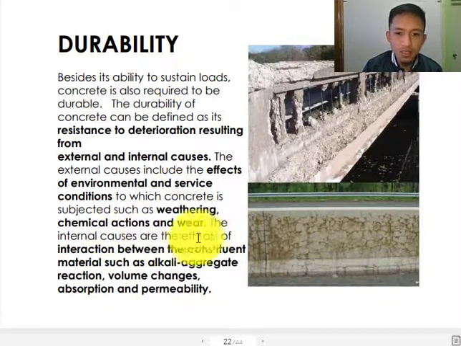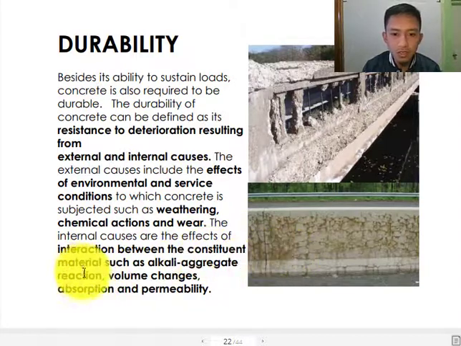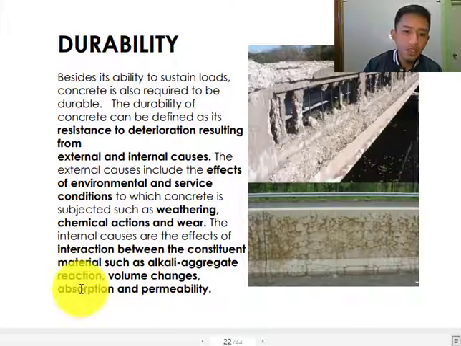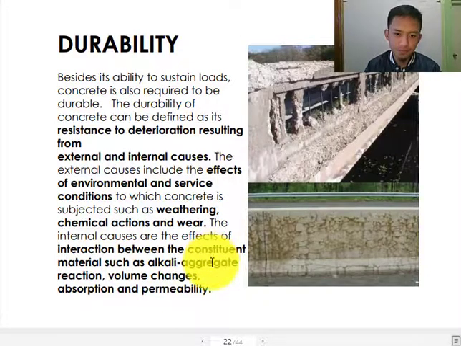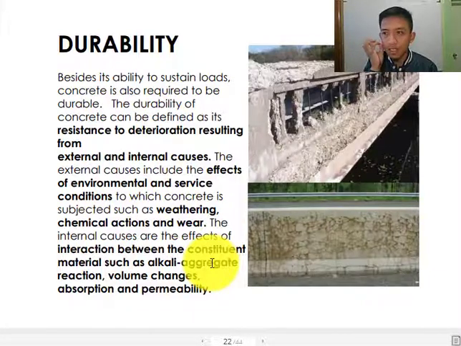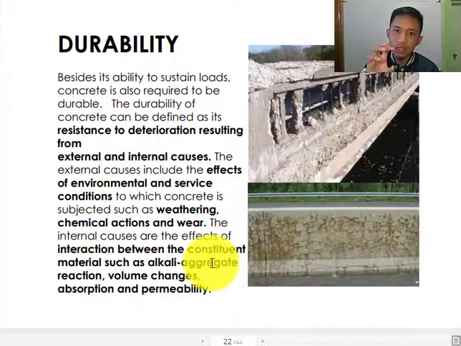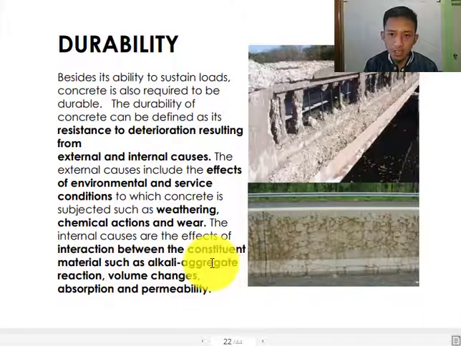Now, the internal causes are the effects of interaction between the constituent materials, such as alkali aggregate reaction, volume changes, absorption, and permeability. Okay, so alkali aggregate reaction. That depends on the type of the aggregate, because there are aggregates that contain certain minerals that will cause deterioration internally. That will cause the loss of strength of the material as time goes by. That depends on the type of mineral being used in your aggregate.